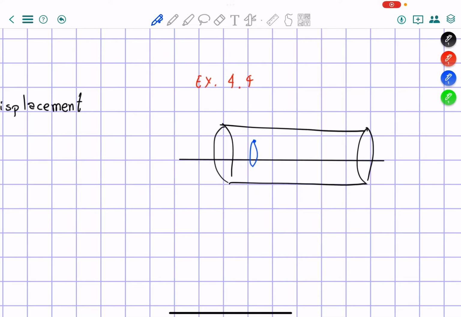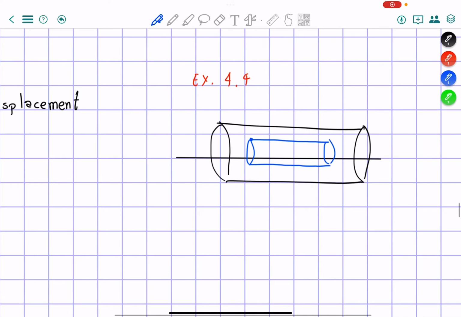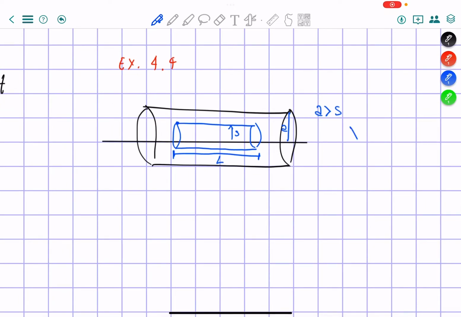So we're going to draw a Gaussian surface of a cylinder with height S, and of course, the height here is A. Therefore, A is greater than S. The length of this cylinder inside is going to be capital L, and the charge, of course, is going to be lambda.